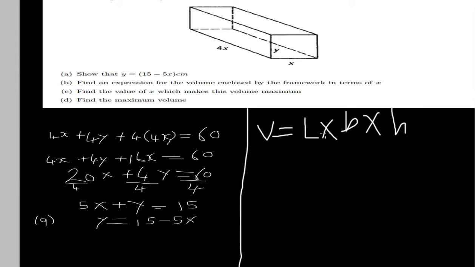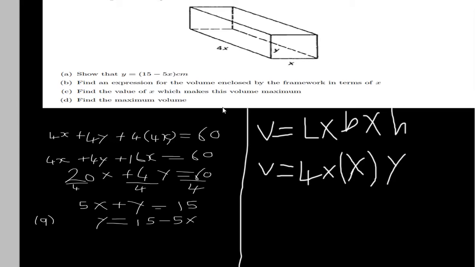So this is how you find the volume for this shape. So the volume is equal to, what's my length? My length is equal to 4x, and then what is my breadth? My breadth is equal to x. And then what is my height? My height is nothing but y.